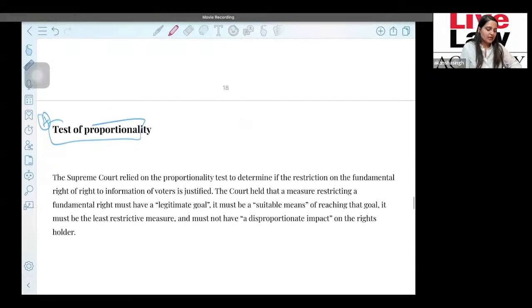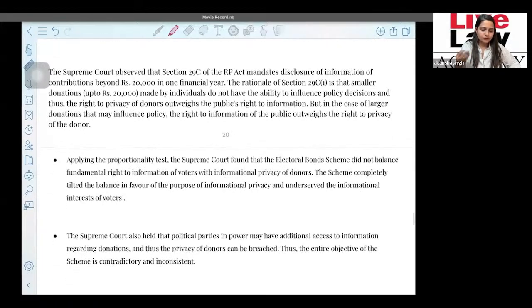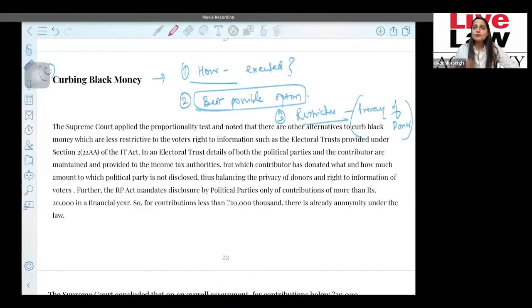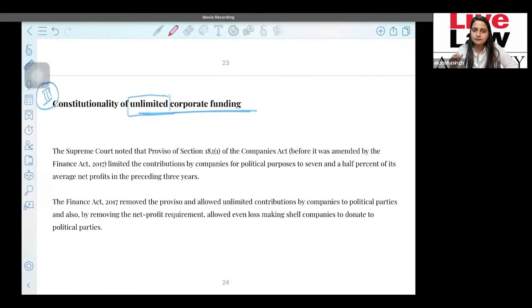That has been done keeping the test of proportionality in mind, and we have to find the legitimate goals. We have to find the suitable means of actually coming to a solution. Then we have to see whether curbing of black money has really happened. The court in this case said that we have to compare whether this is the best possible means. They assessed that we already have the process of electoral trusts, which promotes more transparency, and if we have a better solution, then the idea of the electoral bond scheme can definitely be negated or shunned by the parties or by the executive. And that is how the directions have been given by the court in this situation.